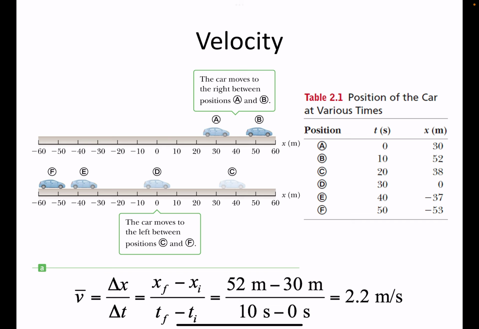To get the data in the table giving us the position of the car at different times, let's find the average velocity in the time interval from point A and B.